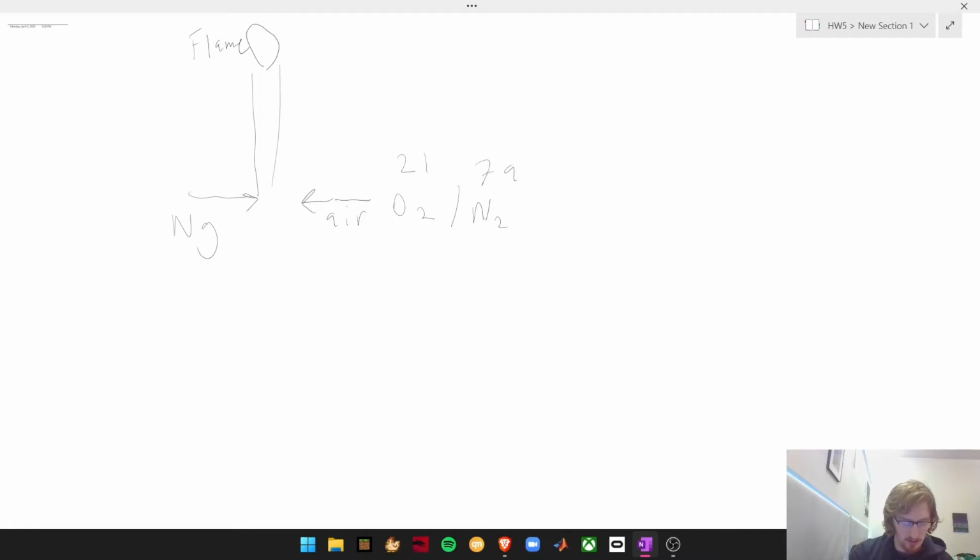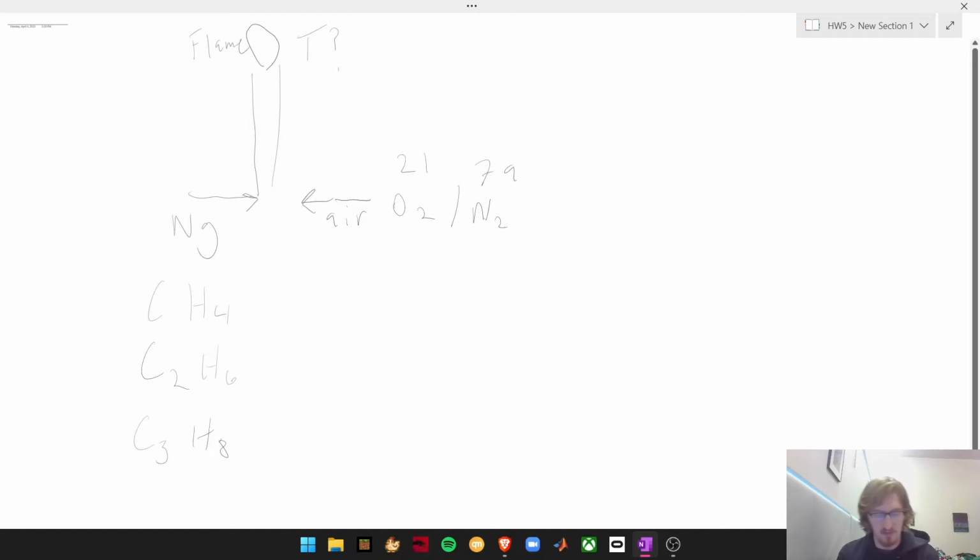And then our natural gas is going to be comprised of some methane, some ethane, and some propane. And so our goal is to determine the temperature of the flame when we combust these together.